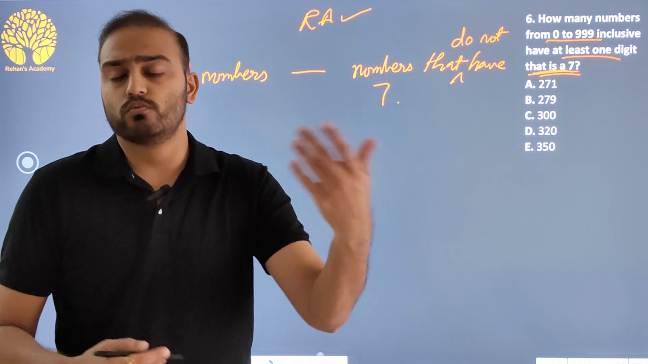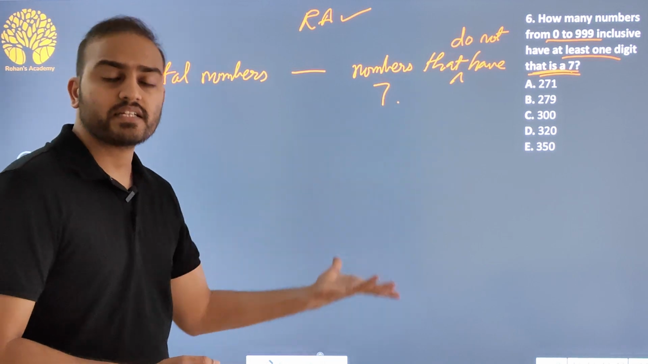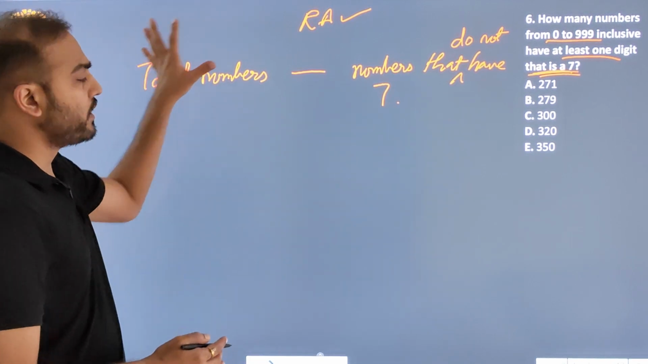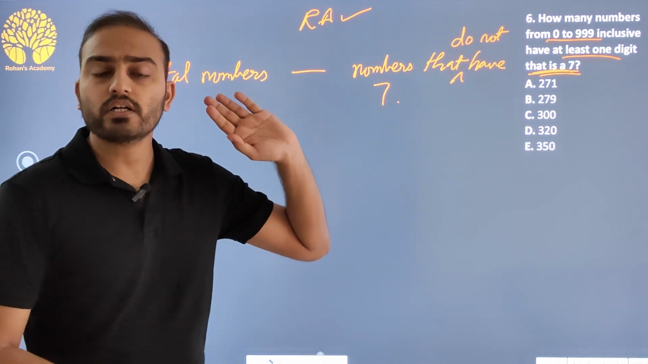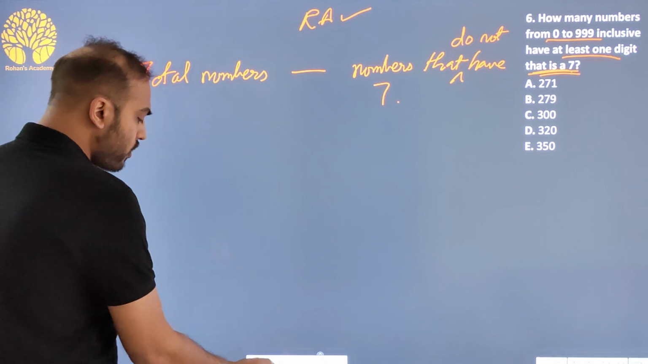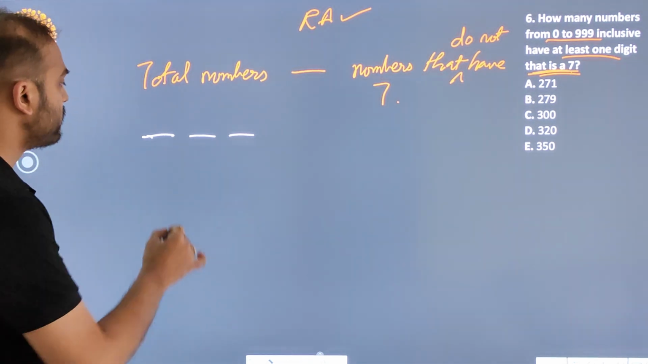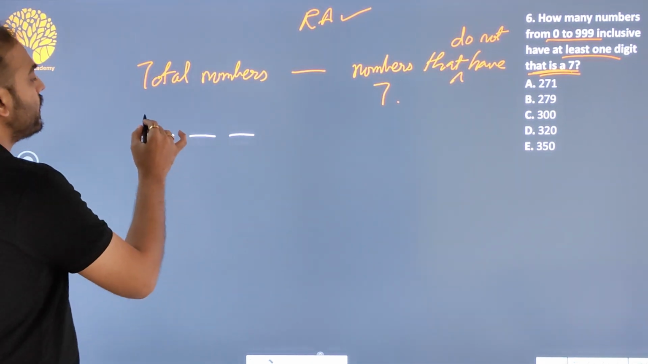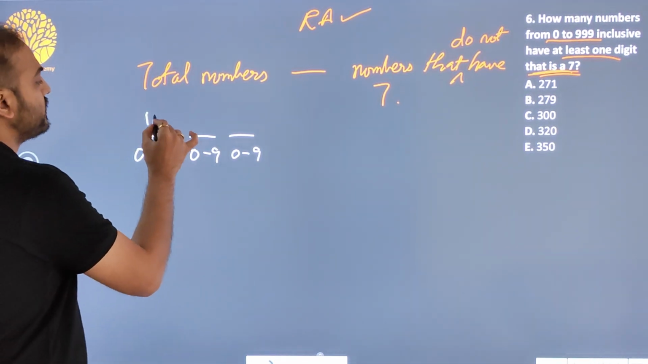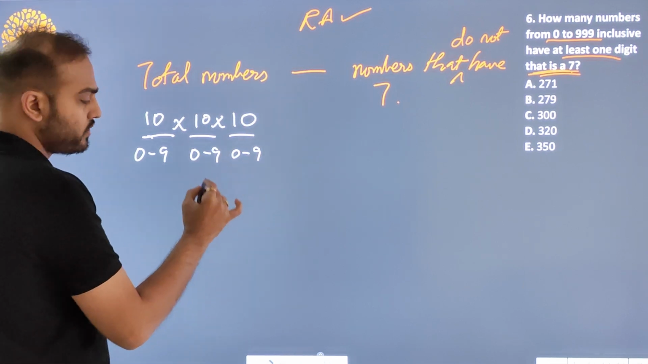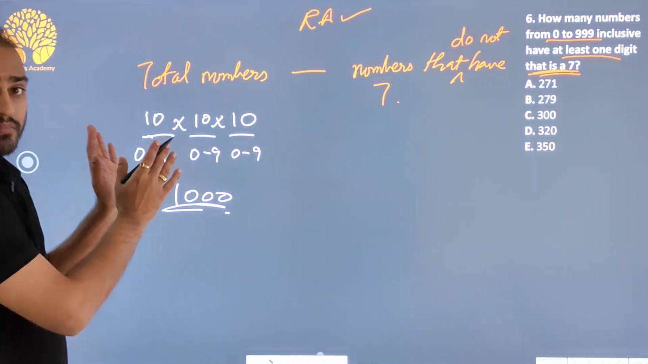They may contain one, two, or three sevens, right? So instead of solving one 7, then two sevens, then three sevens, what are we doing? We are saying, let's find the total numbers minus the numbers that do not contain any 7. Now, when we talk about total numbers, I make 3 spaces, alright? I can have 0 to 9 here, 0 to 9 here, 0 to 9 here. So that's 10 into 10 into 10. That's 1000 options, right?